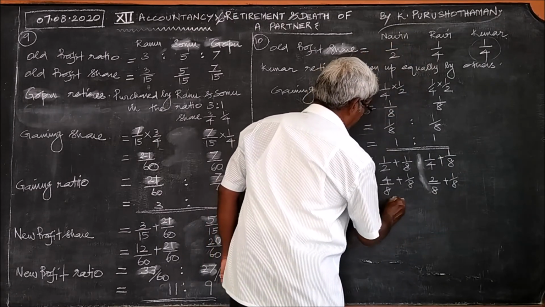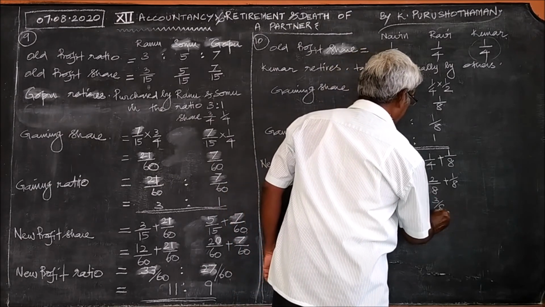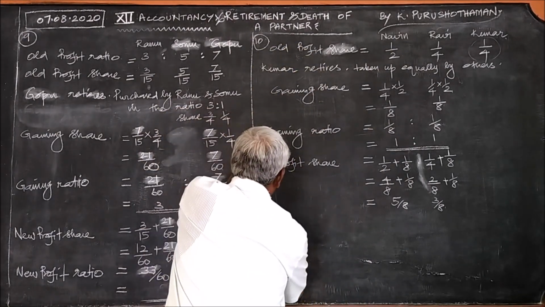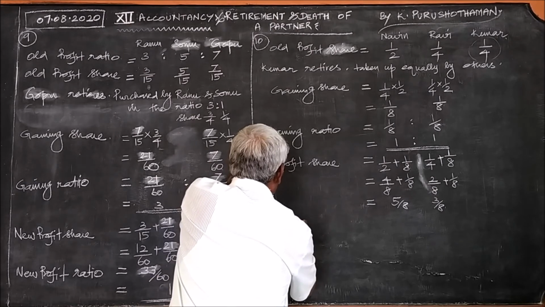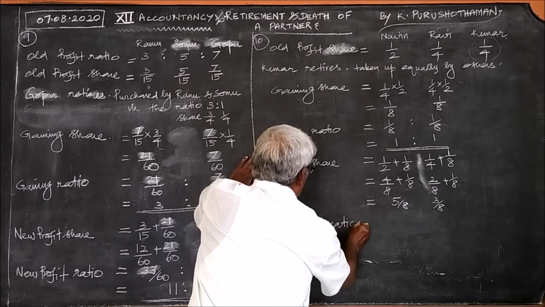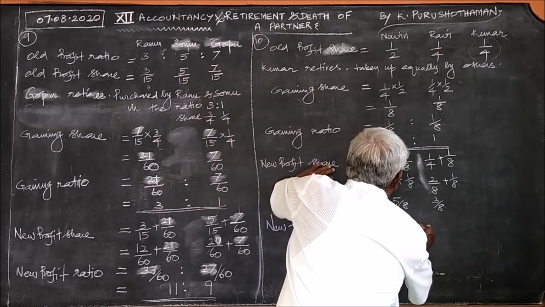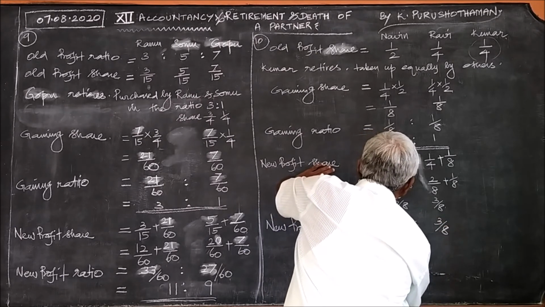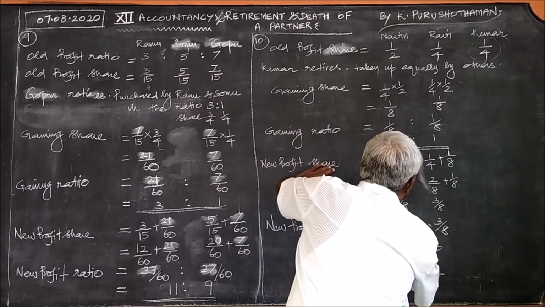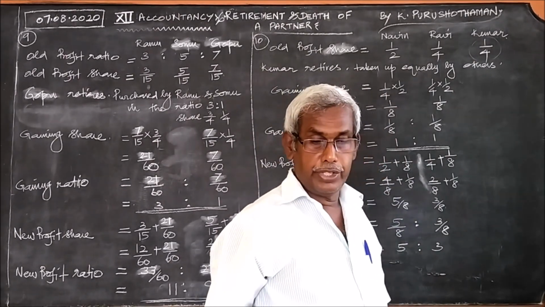This is equal to 5 by 8, 3 by 8. Therefore, the new profit ratio is 5 by 8 is to 3 by 8. If you simplify further, 5 is to 3. This is the new profit ratio.